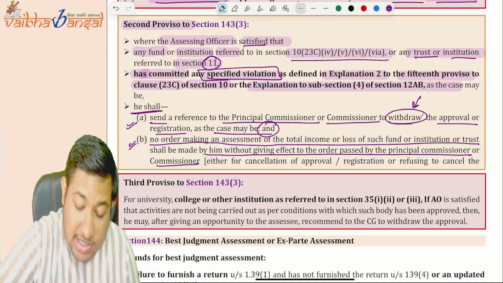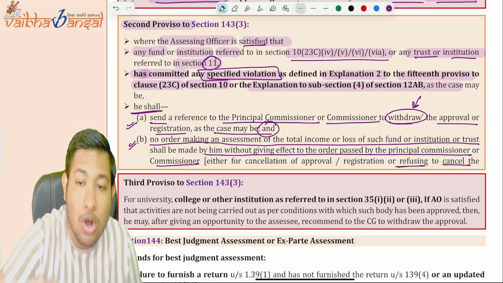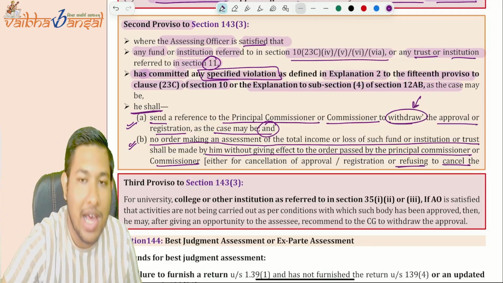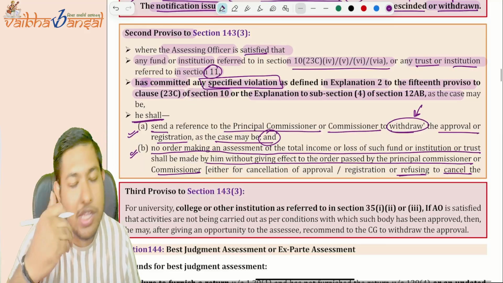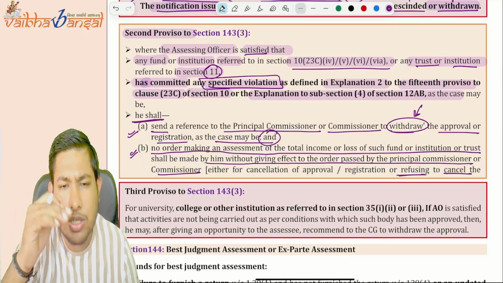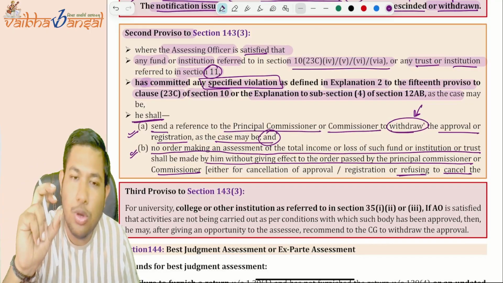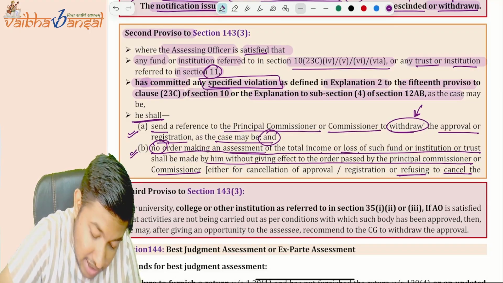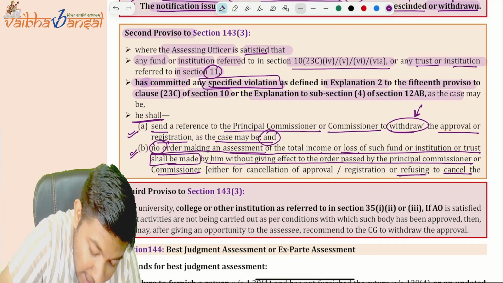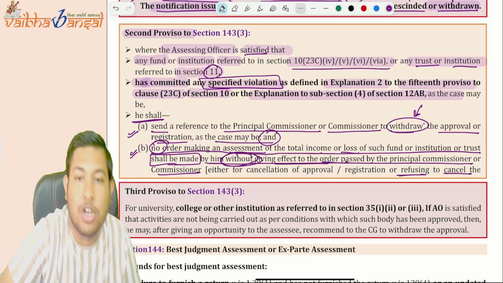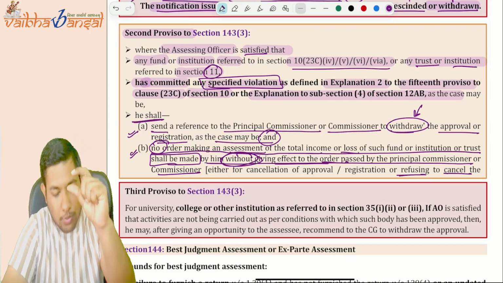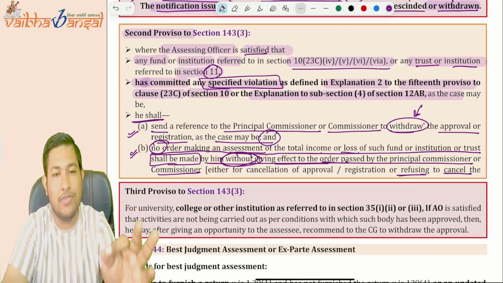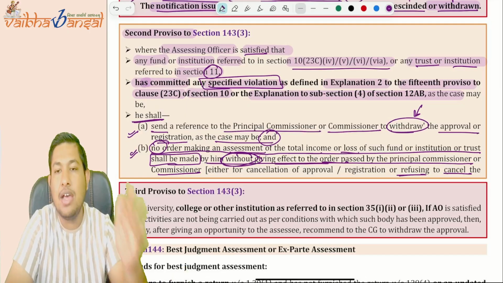If the registration is cancelled, then it's okay. If the registration is not cancelled, if he refused to cancel the registration, then in that particular case he will give all the exemptions or deductions that are applicable. So no order making an assessment of total income or loss of the trust shall be made by him without giving effect to the order passed. So they are putting a restriction on the AO that you cannot pass any order without giving effect to the order passed by the Principal Commissioner or the Commissioner.